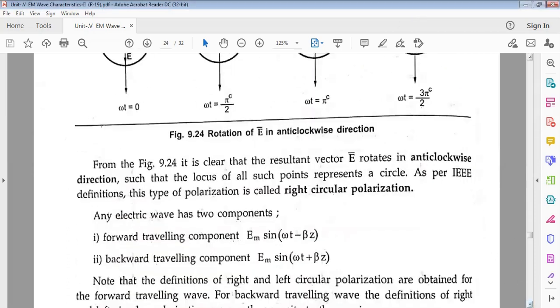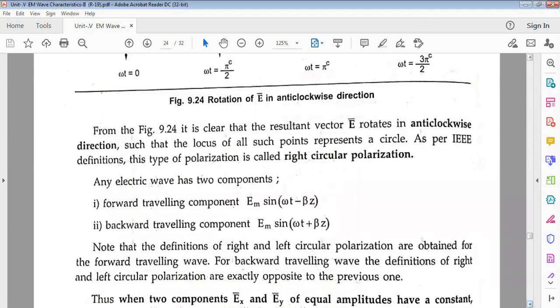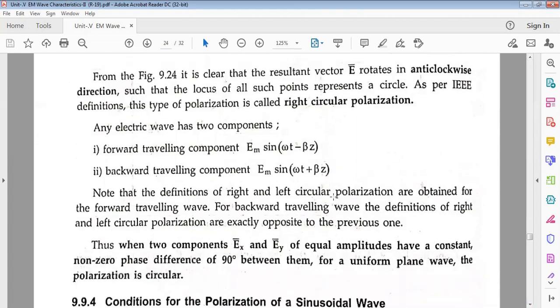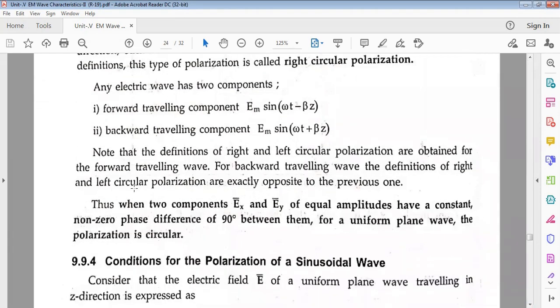Then any electric wave has two components: a forward traveling component and a backward traveling component. Note that the definitions of right and left circular polarization are obtained for the forward traveling wave. For a backward traveling wave, the definitions of right and left circular polarization are exactly opposite to the previous.